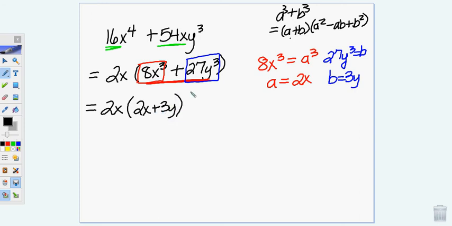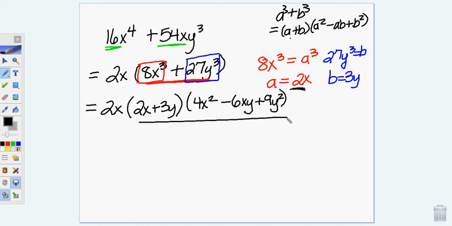And then let's go ahead and put in the rest of the terms. A squared, so 2x squared here is 4x squared. And then minus a times b, 2x times 3y is minus 6xy. And then we're going to add b squared. B is 3y, so it'll be 9y squared. Okay, so this is the factored polynomial. This piece right here is your answer for that.